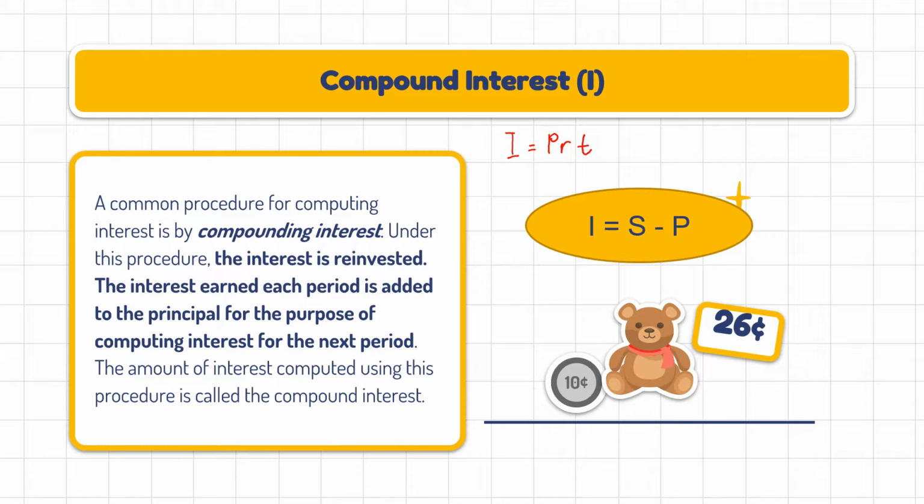From the formula here, we can see that the simple interest formula is this one, and the compound interest formula is I equals S minus P. So this is how we get compound interest.